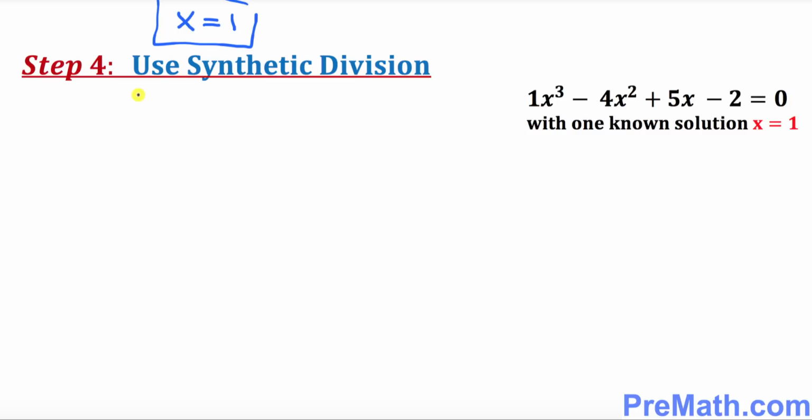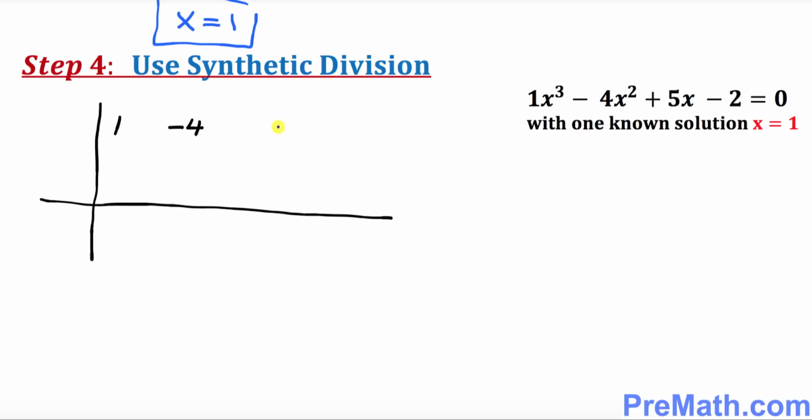In step 4, we are going to use synthetic division. And the synthetic division, I'm sure everybody knows how to deal with it. So we're going to put down the coefficients of our original equation right up here, which is 1, -4, 5, and -2. And one of our solutions is x equal to 1, so you must put down 1 right up here. And let's get started now.